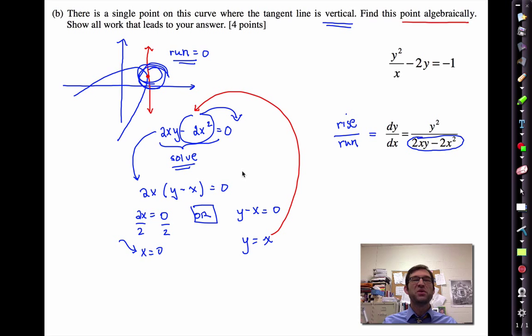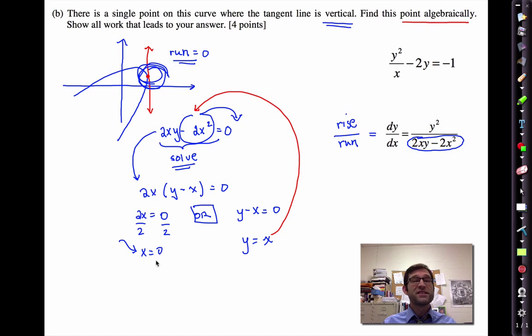Whenever you substitute an equation into itself, what eventually happens is you'll get a tautology. You'll get something like 0 equals 0, 5 equals 5, 3 equals 3, which does nothing for you. It's truth, but it does nothing for you.